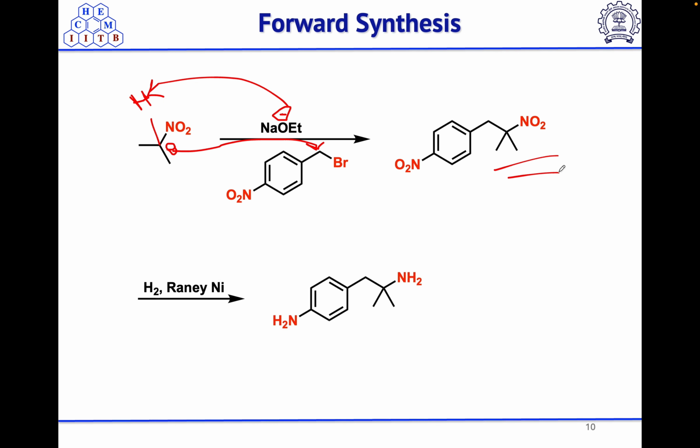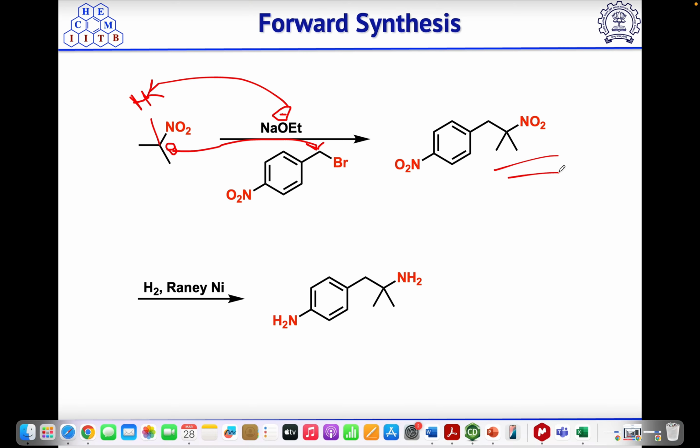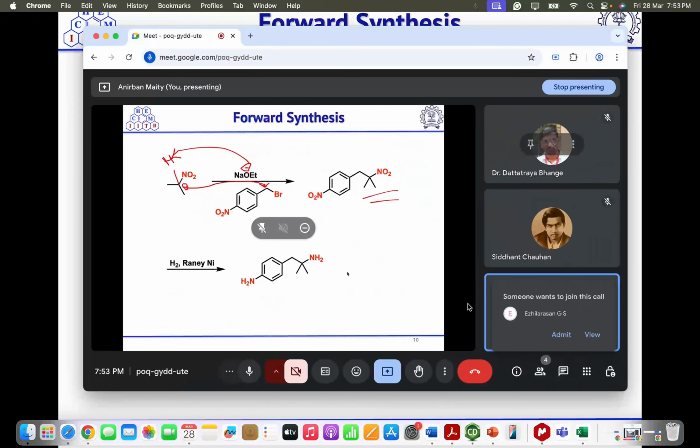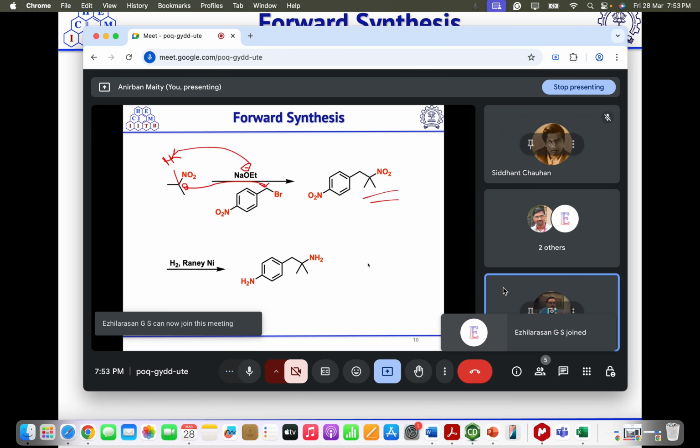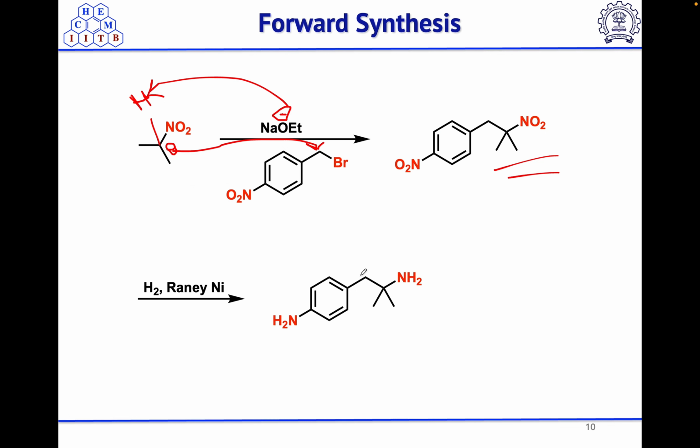So what are the conditions? So H2 with Raney nickel will give this nitro to amine reduction product. Okay, so this is easy. So this is a straightforward reaction to get your product. If you have any doubt in this slide, just ask me. Otherwise, I'll move to the next retrosynthesis problem.